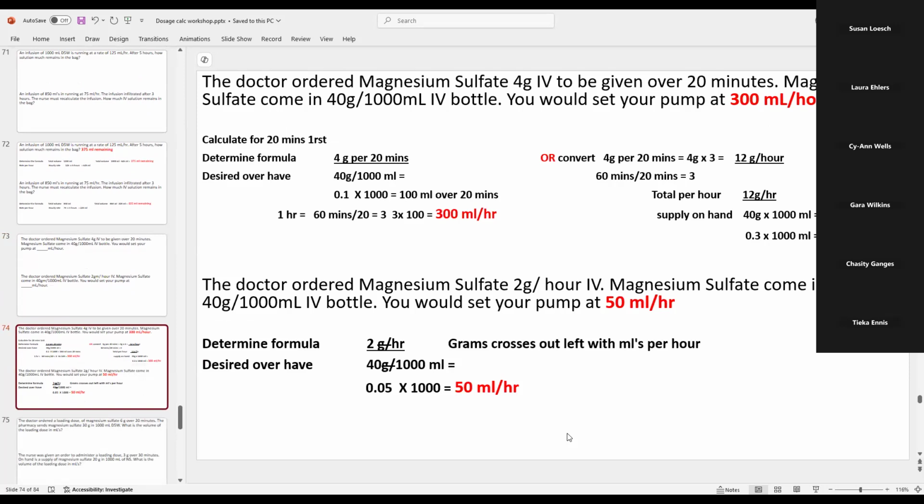I gave you an alternative for that too. Since you know you're giving 4 grams every 20 minutes, you could have multiplied that times 3, which would have given you 12 grams over an hour, and then just put that over what you have on hand. So there are 2 different ways to do it, for people who may set it up differently, just so that you understand. Again, you use whatever method works for you. Anybody have a problem with those?